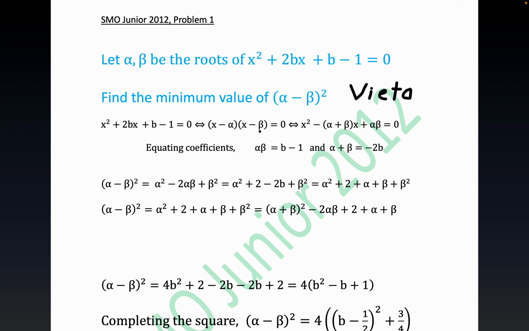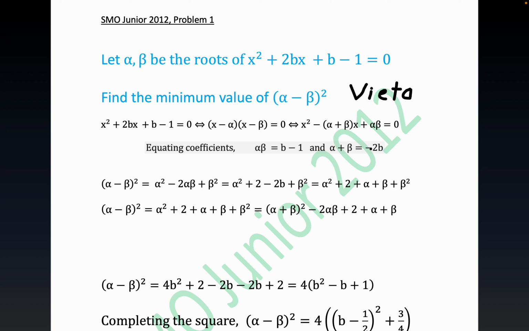When you expand this out, you see that minus the sum of the zeros, or the roots, is the coefficient of x, and the product of the roots is the constant term. And again, you don't have to know it's called Vieta. You can just simply do this. Now, when you equate coefficients, you get this statement right here: b minus 1 is the constant term, right? And alpha beta is the constant term. So we're literally equating coefficients here and here.